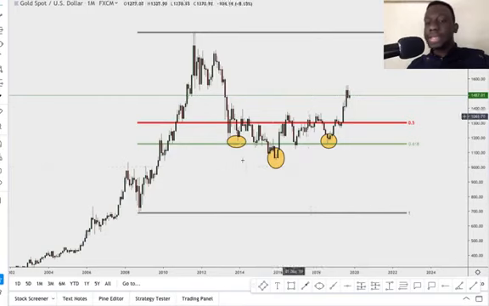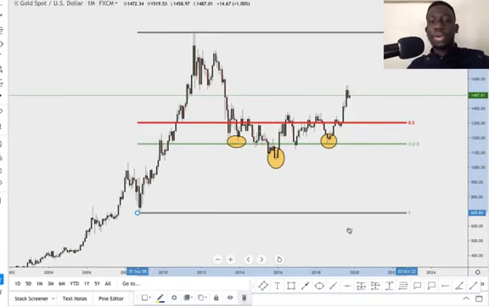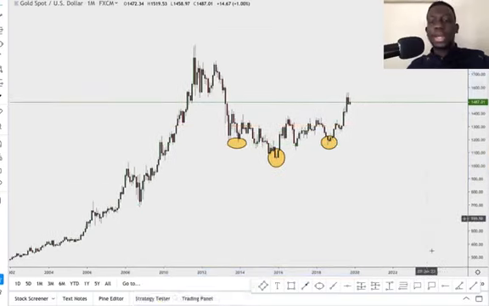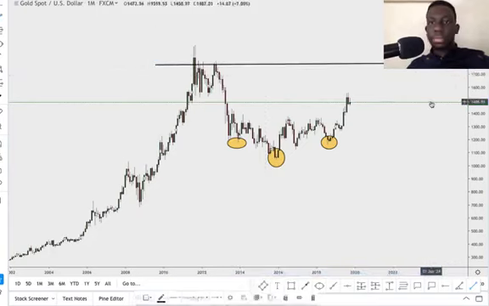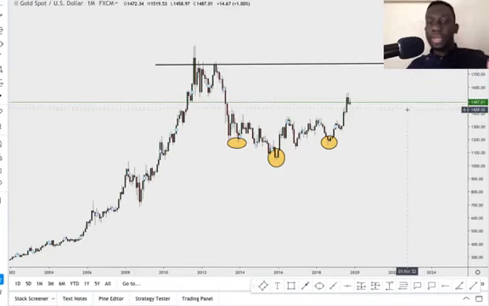We also have an inverse head and shoulders pattern that has formed even inside of this 50 Fibonacci region, giving me more confidence that yes, this market wants to continue pushing to the upside, and we're definitely going to go higher. Just by looking at this market, I can already tell that the next level target is going to be here. The next level target for this market is actually going to be $1,800 per ounce.